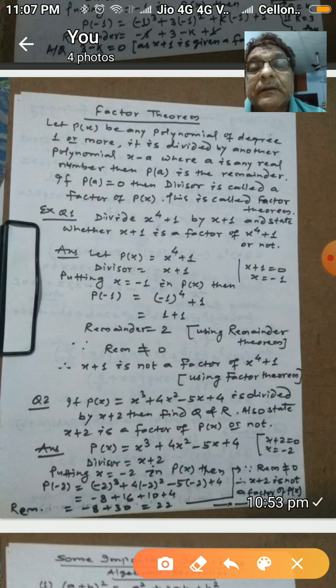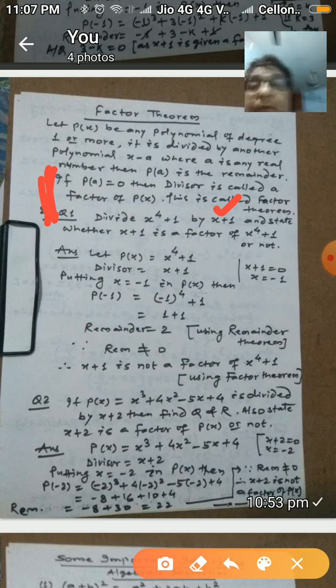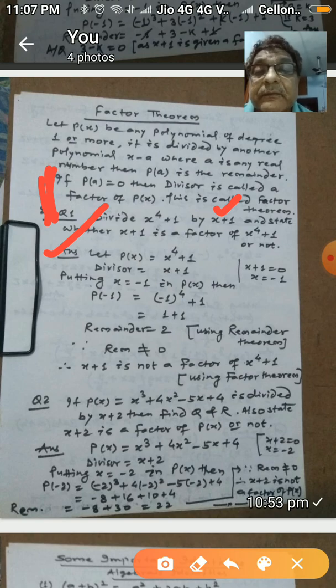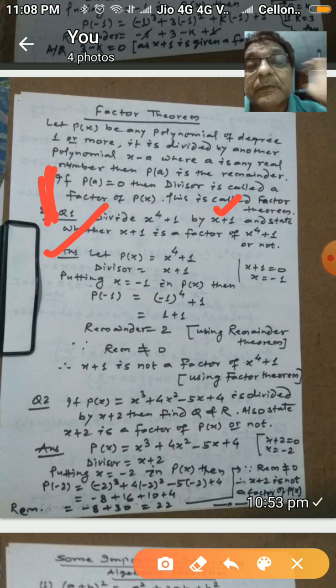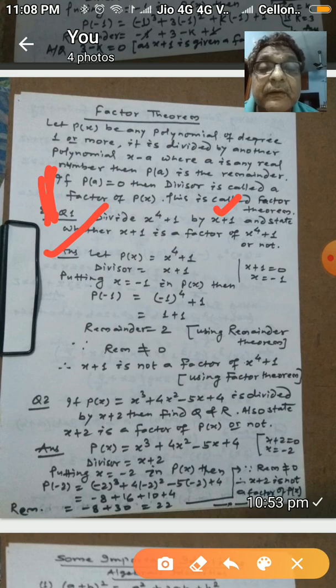Now these lines are for the factor theorem. If p(a) is equal to 0, meaning if the remainder is equal to 0, then the divisor is called a factor of p(x). This is called the factor theorem. So now we take one question in support of this theorem to understand it more easily. The question is: divide x to the power 4 plus 1 by x plus 1 and state whether x plus 1 is a factor of x to the power 4 plus 1 or not.